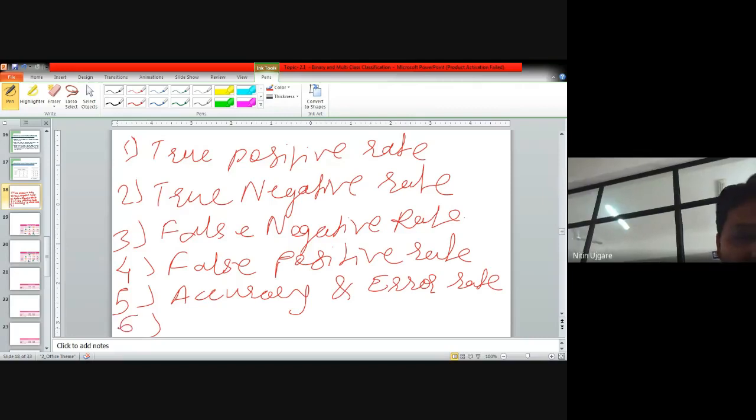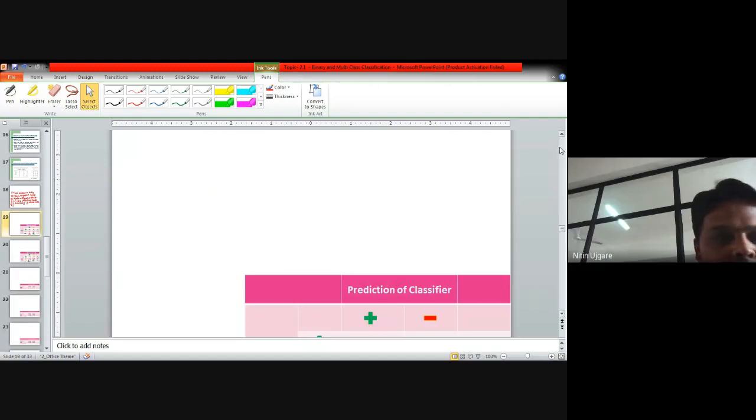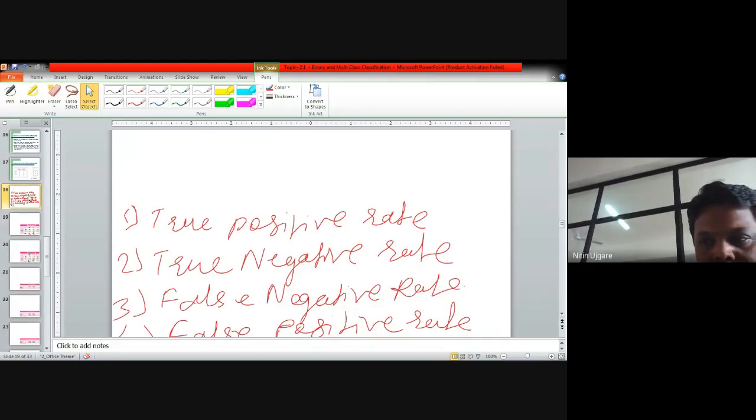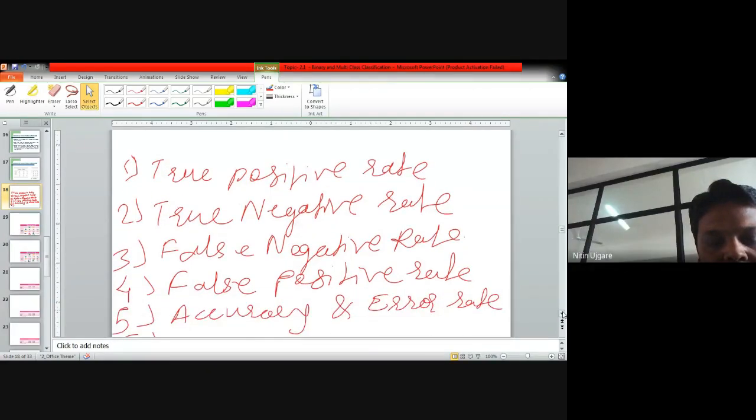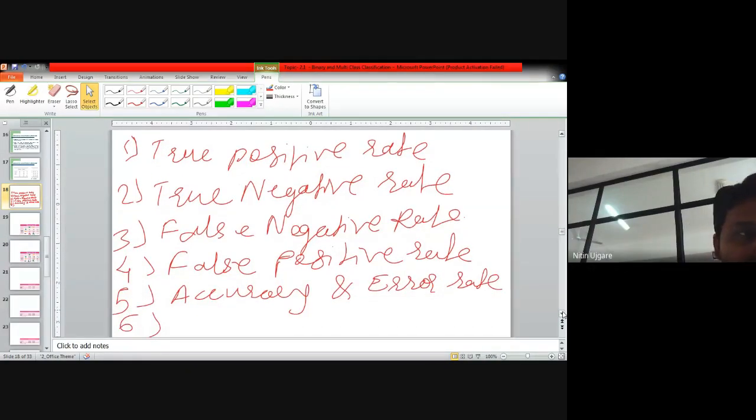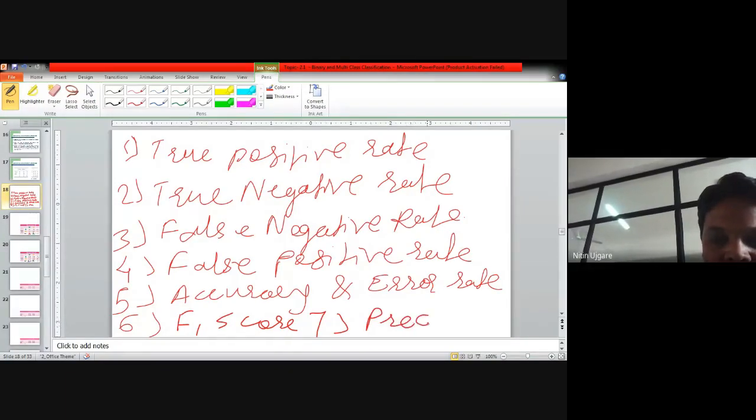Then as the sixth terminology, we are going to use a few more concepts. Just let me take a pen. The concept is called F1 score, and the seventh concept that we are going to see is precision.